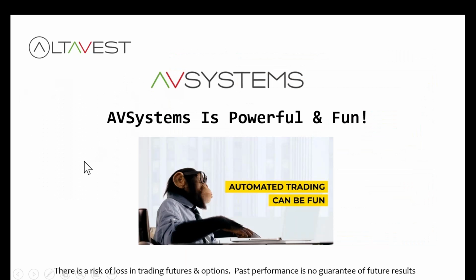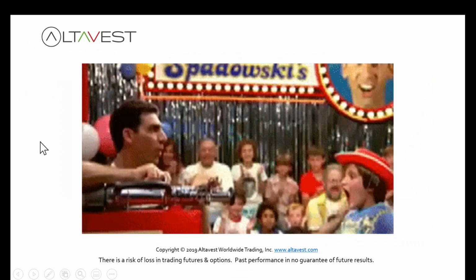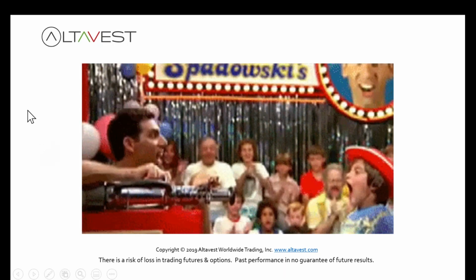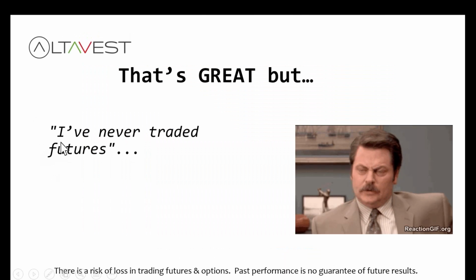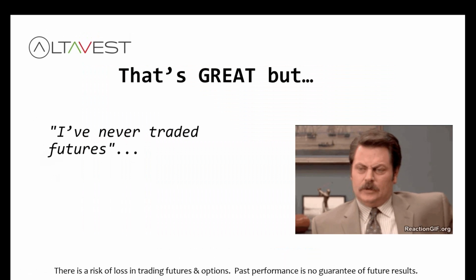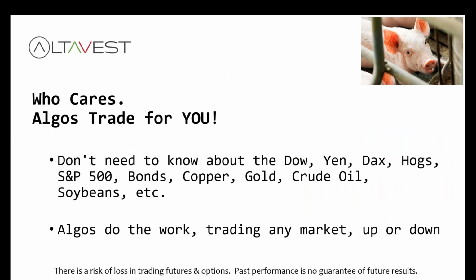So AV Systems, you saw that it's powerful and it can be a lot of fun. It's a very, very powerful, serious tool, but it's also a lot of fun. Kind of drinking from a fire hose. There's a lot of information there, but I think generally speaking, on the surface, it's very simple. And now you're saying, I love it, I want to do it, but I'm a little skeptical because I don't trade futures. Doesn't matter. Remember, the algos do all the trading.